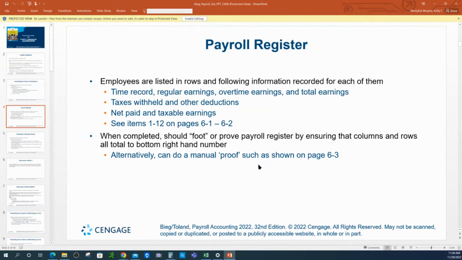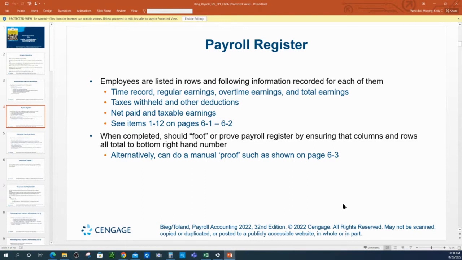Now, they mention here that the payroll register should foot. That means that all of your columns, so you've got total columns on the far right side of the payroll register, and then you've got totals at the bottom of the payroll register as well.